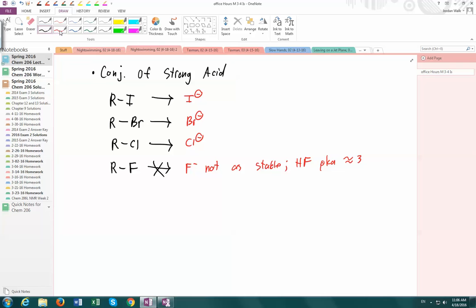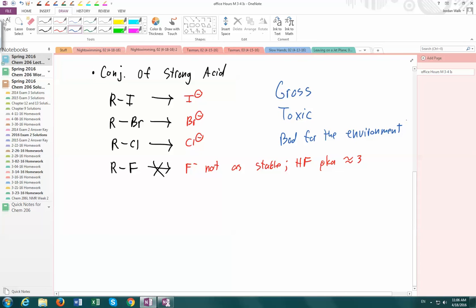Halides make good leaving groups, but halides are not ideal. So why not? Halides are gross. Halides can be toxic. Halides are bad for the environment. And so when you hear people talk about companies dumping organic waste, a lot of times that's going to be organic waste with halides.